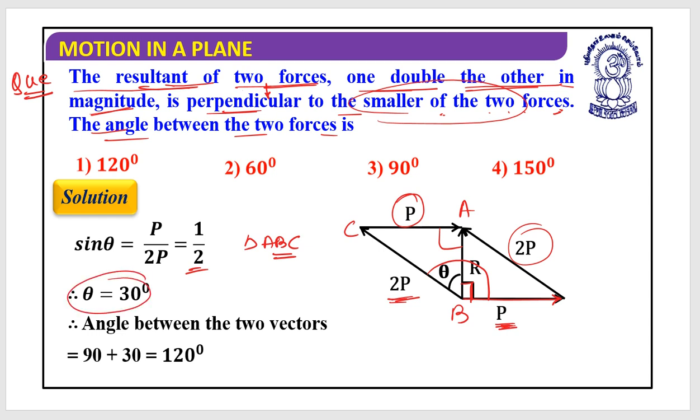If this is 30 degrees, then this is 30 plus 90, so the total would be 120 degrees. So this would be the answer. Got it? Shall we move to the next?